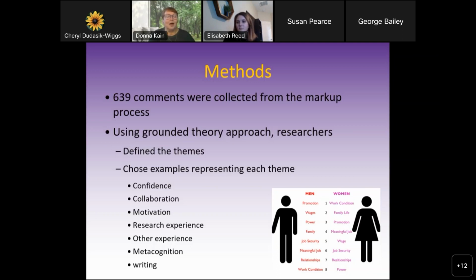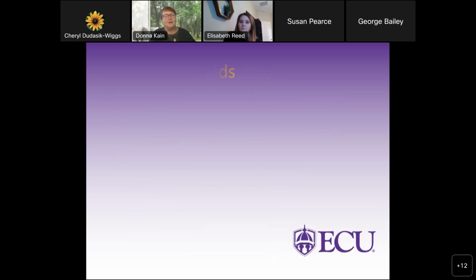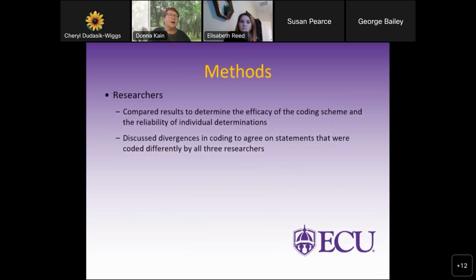So there were a lot of remarks positively and negatively about people collaborating with others, mostly positive on those. But Elizabeth's going to talk a little bit more about that. And so they would decide, oh, this remark looks like confidence, or this one looks like motivation. So once we had our themes, we compared the results to determine the efficacy of the coding scheme and the reliability of individual determinations.